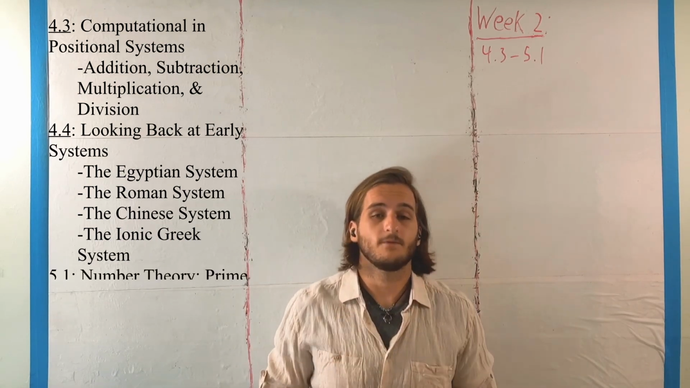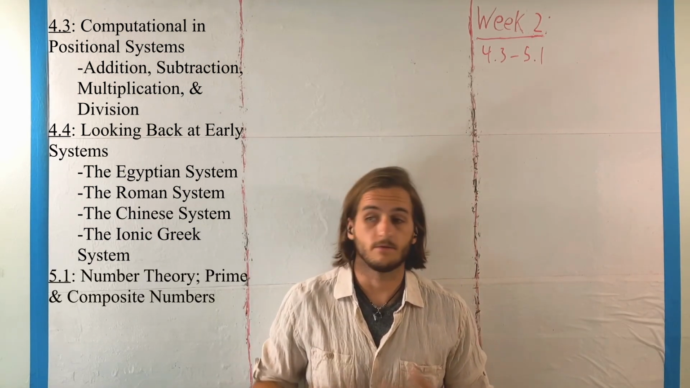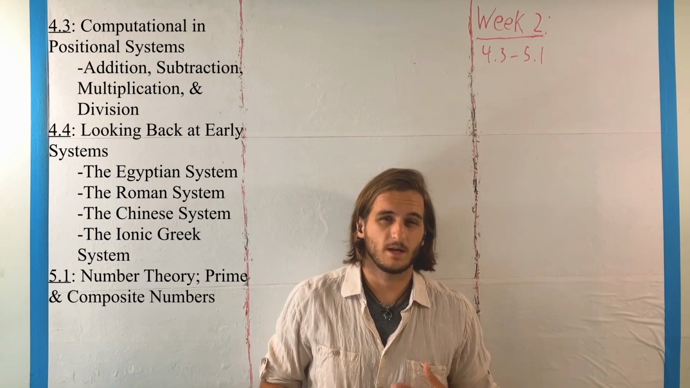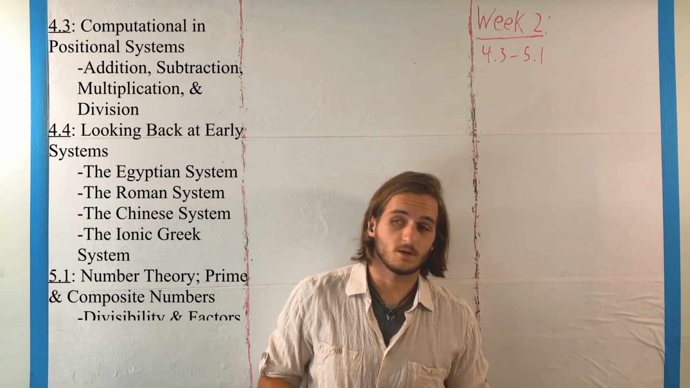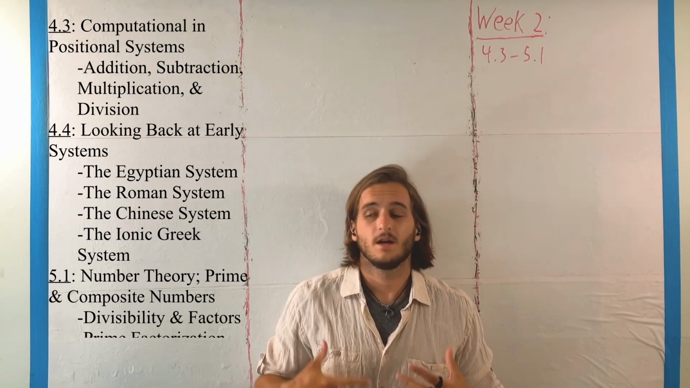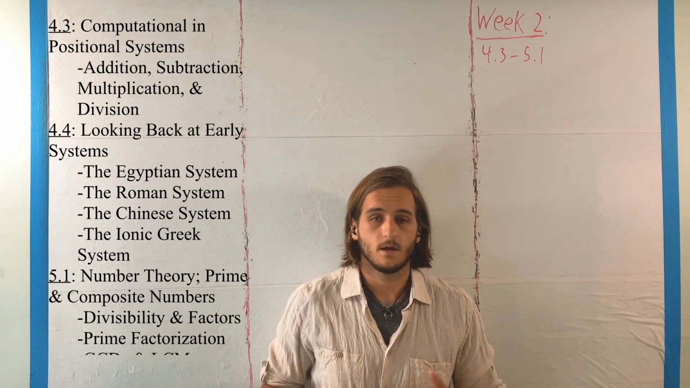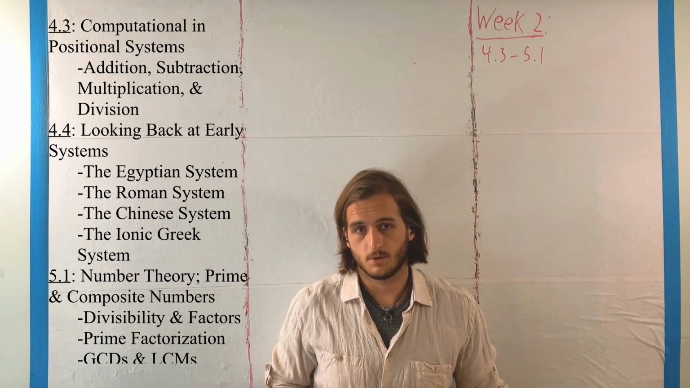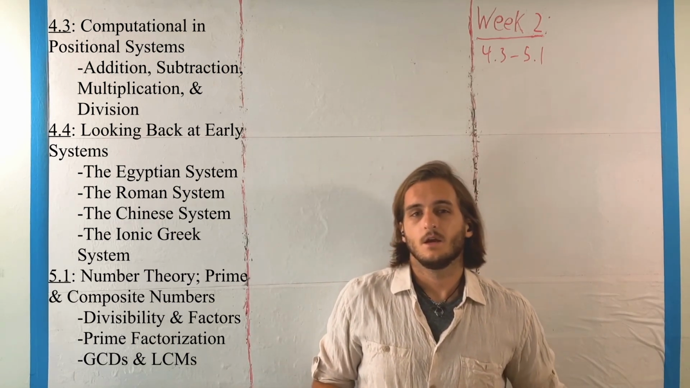And then for Chapter 5, we're just going to be looking at section 5.1, which talks about the basics of number theory. So for this, we're going to get a bit in terms of factors and divisibility, some things with prime numbers, a little bit of factorization, and then we're going to finish off with ideas of greatest common divisors, least common multiples, and how we can use those sorts of things in applied contexts.